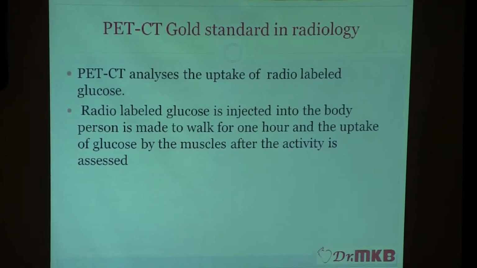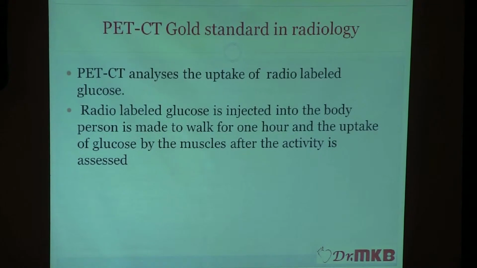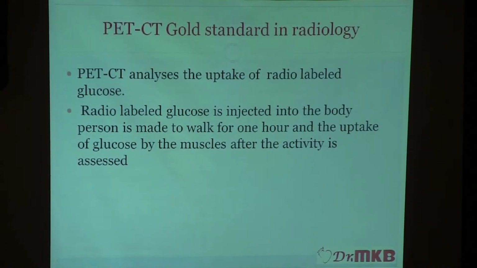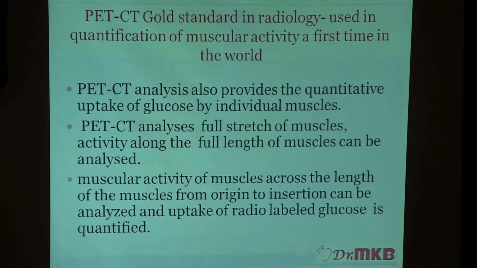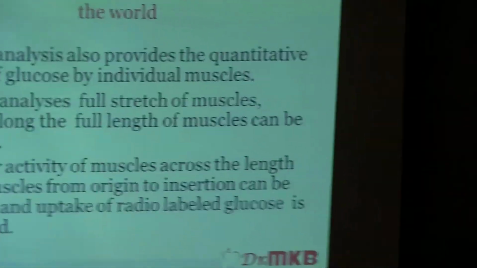Radiolabeled glucose is injected into the body. The person is made to walk for 1 hour, and the uptake is analyzed using a PET-CT machine. PET-CT analysis provides the quantitative uptake of glucose by the individual muscles. Unlike any other gait analysis tool, it analyzes the whole muscle from origin to insertion. Activity along the full length of the muscle can be visualized.